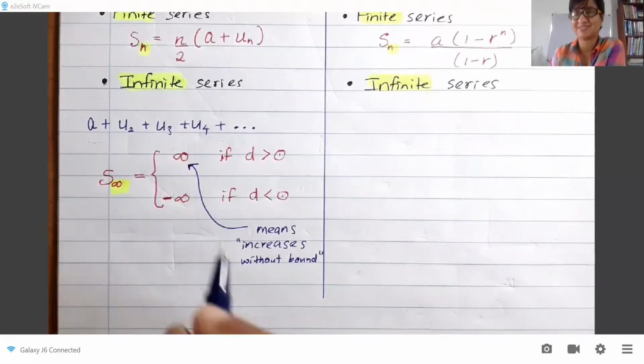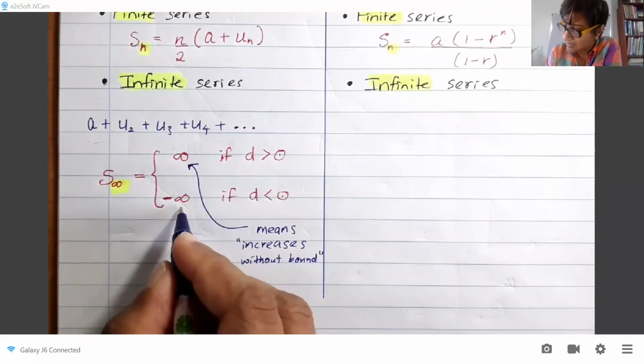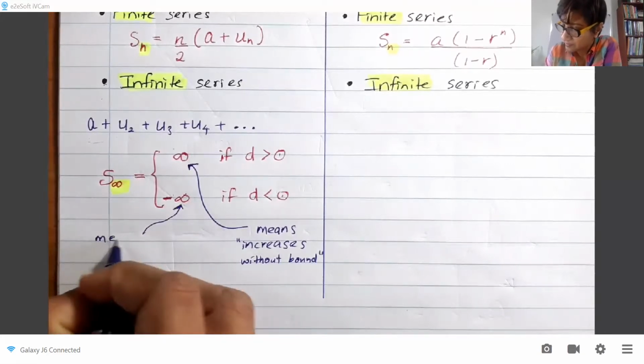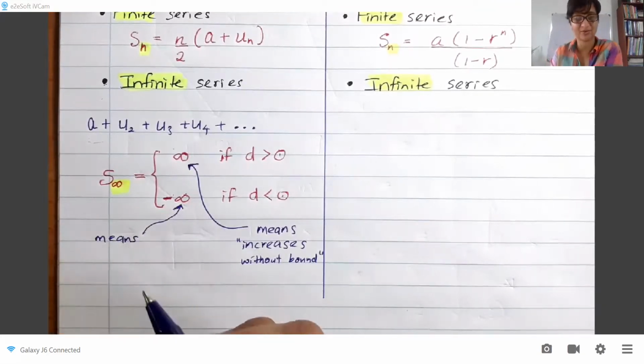Sure, Masha, I'll give you 2 minutes. And then this means decreases without bound.